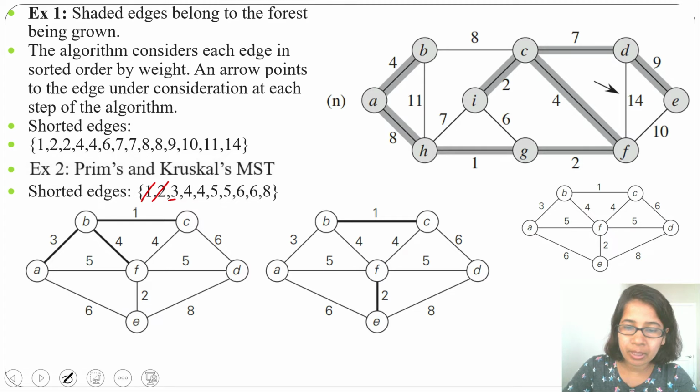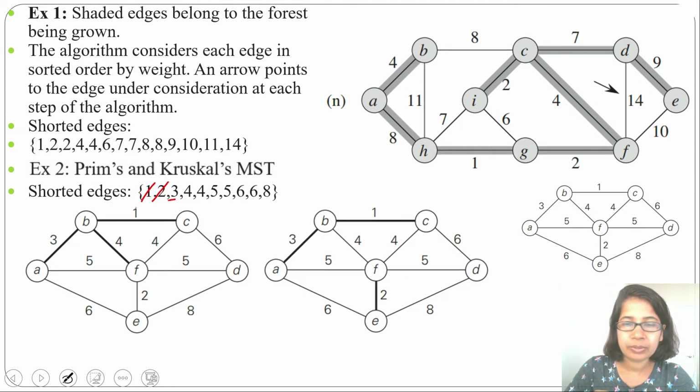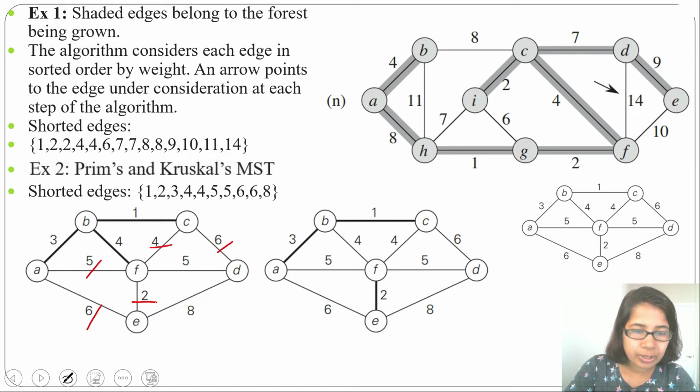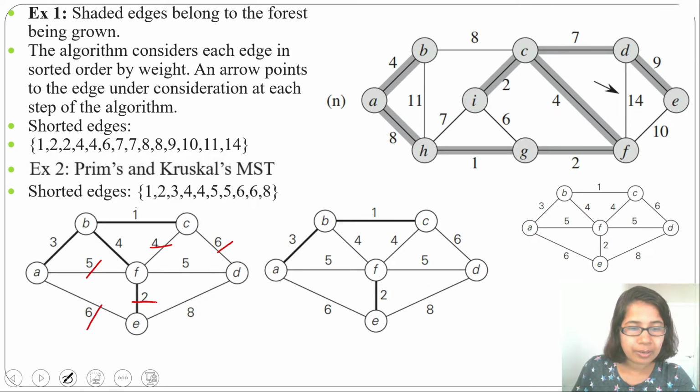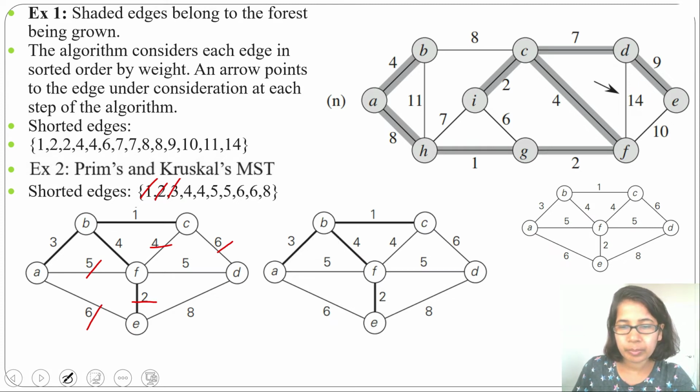Now in Kruskal's algorithm, 1 and 2 are already done, next is 3. So AB weight is 3, we will choose that. Now in Prim's algorithm, with the subgraph, the adjacent vertices are E and D. Here the minimum is 2, FE. We'll choose FE. In Kruskal's, 1, 2, 3 are done, next we'll choose 4. We can pick any 4, either BF or CF. Let me choose BF. At this stage, both trees are the same.